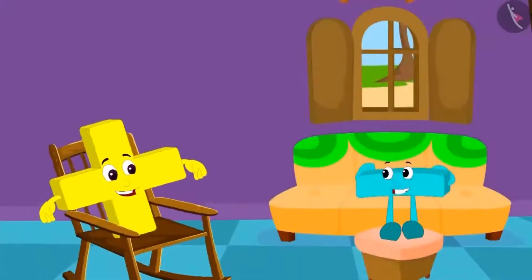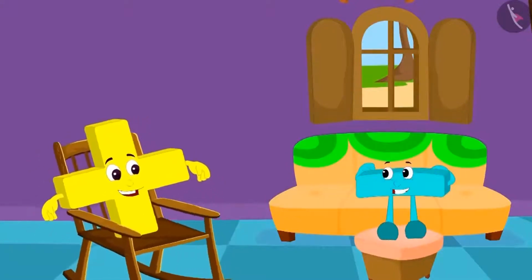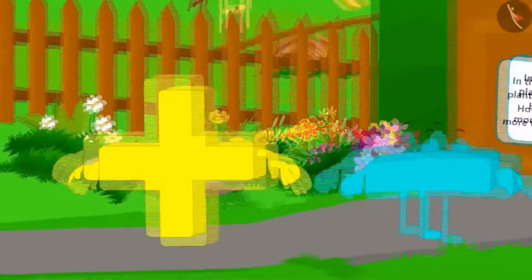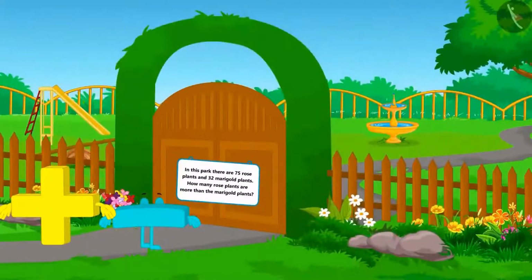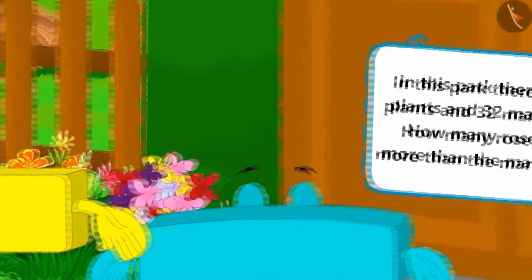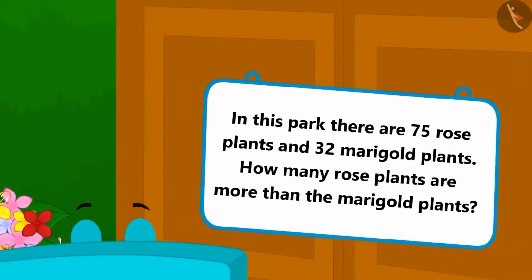Addition and subtraction took rest in the house and again started roaming in the village. This time, they went and stood in front of a park. Addition and subtraction want to go and play in the park, but the gate of the park is closed and a puzzle is written on it too. Come, let's see what the puzzle is written on the gate of the park.